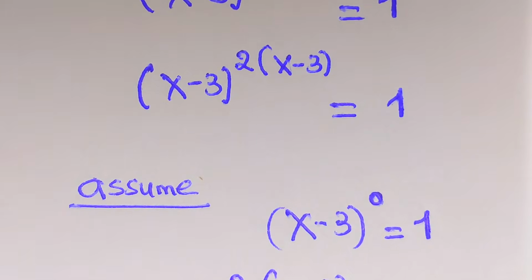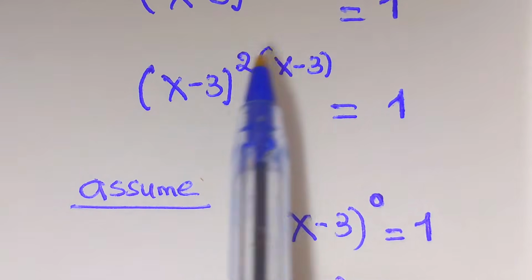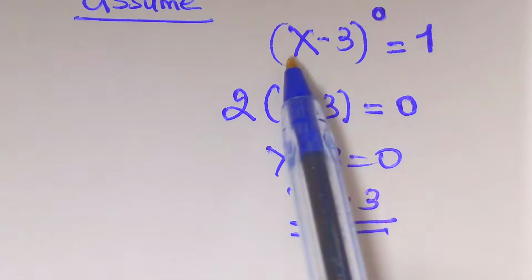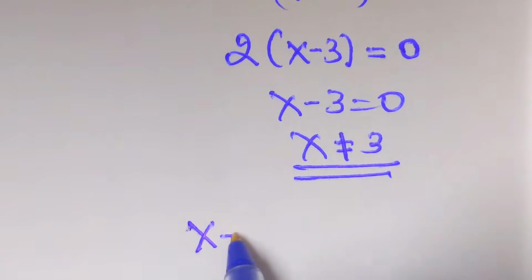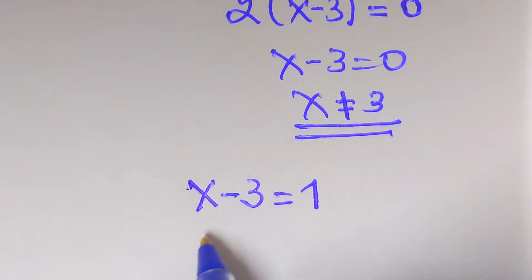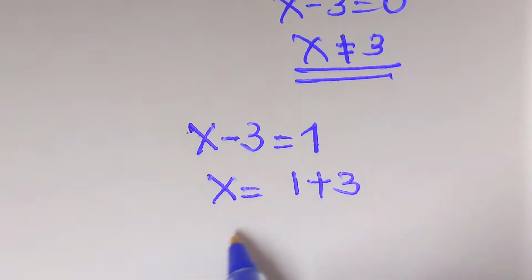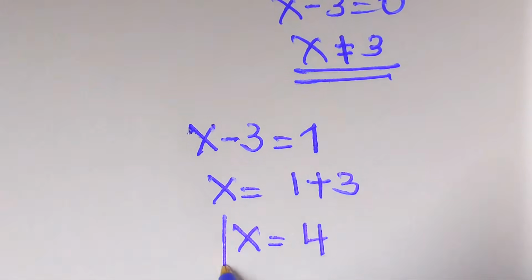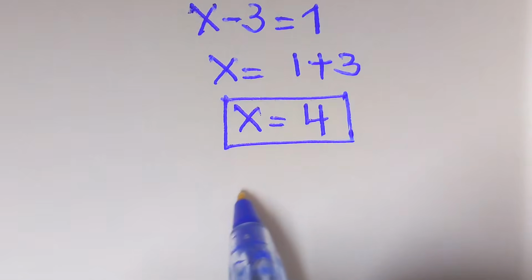Because if x is equal to 3, it leads to 0 to the power 0, which is an indeterminate form. And of course the base should be equal to 1, so we get x minus 3 equals 1, so that x will be 1 plus 3, and of course x will be equal to 4.